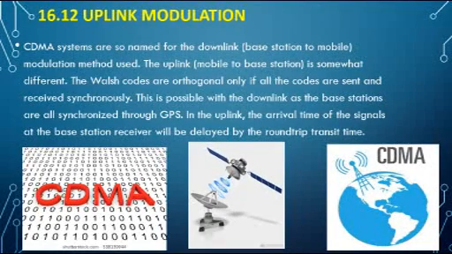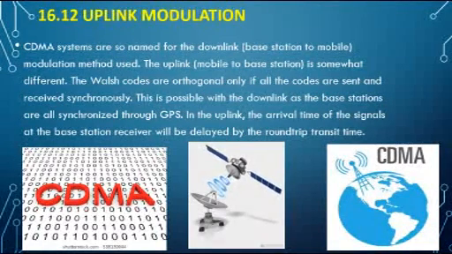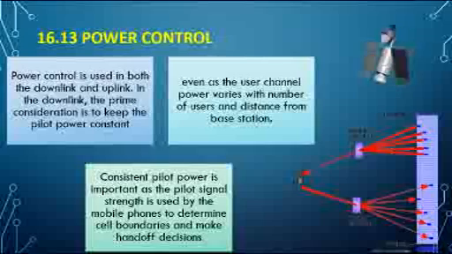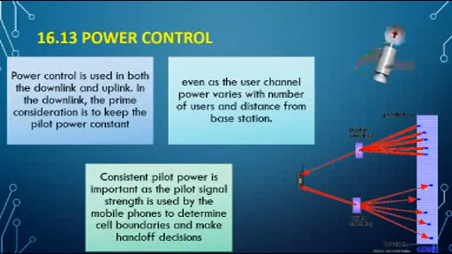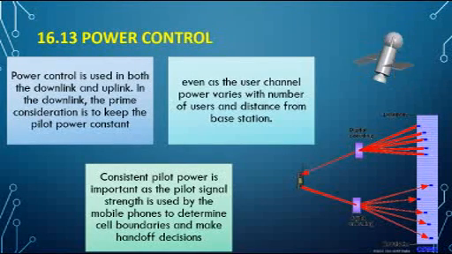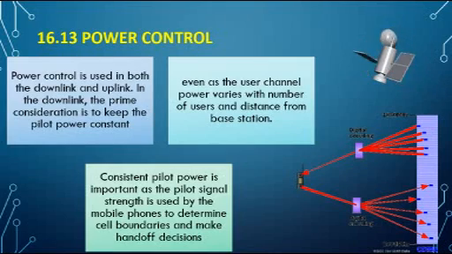All are synchronized through GPS. In the uplink, the real-time signal at the base station is received delayed by the round-trip time. Power control is in both the downlink and uplink. In the downlink, the prime consideration is to keep the pilot power constant, even as the channel power varies with the distance from the base station.